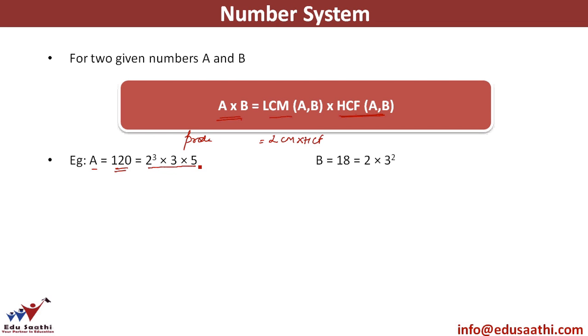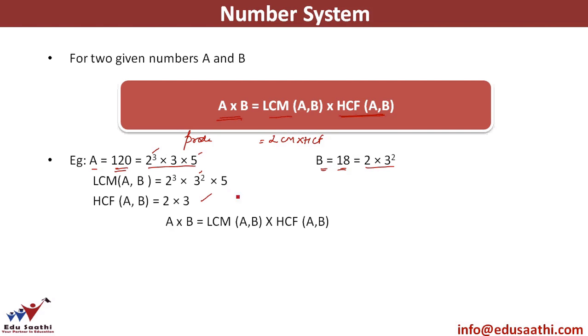I've done a prime factorization for this. B is equal to 18. I've again done a prime factorization for this. So for LCM, I will take 2 cube, I will take 3 square, and I'll take 5. HCF would be 2 and 3, 2 into 3, which will be 6. Now if I look at it, the product of LCM and HCF in this case is coming out to be equal to the product of the two numbers.